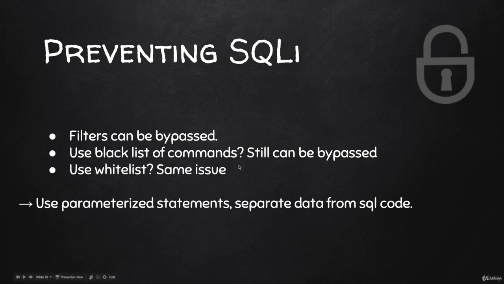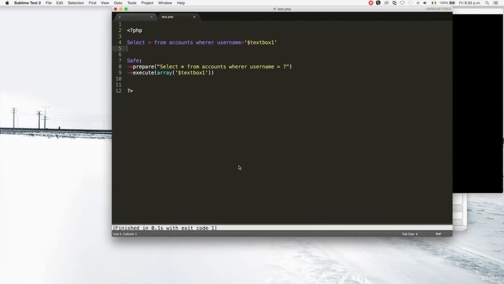Some programmers use a blacklist. So for example, they prevent the use of union, they prevent the use of insert and stuff like that. Again, it's not 100% secure. It can be bypassed. Using a whitelist has exactly the same issues as the blacklist. The best way to do it is to program your web application in a way that it does not allow code to be injected into it and then executed. So the best way to do that is to use parameterized statements, where the data and the code are separated. And the best way to show you what I mean by that is using an example.